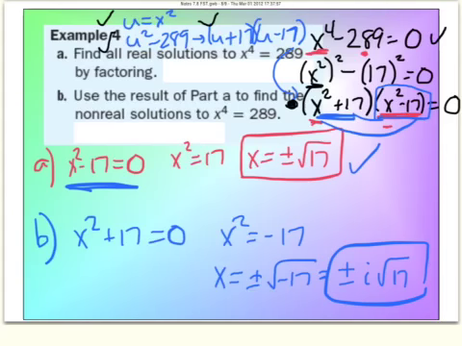Again, imaginary answers travel in conjugate pairs. So we know that there's four roots for this problem. 2 of them are real, 2 of them are imaginary. There can be no more than 4, so we found them all.